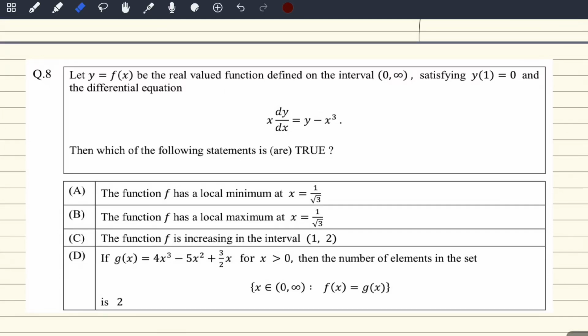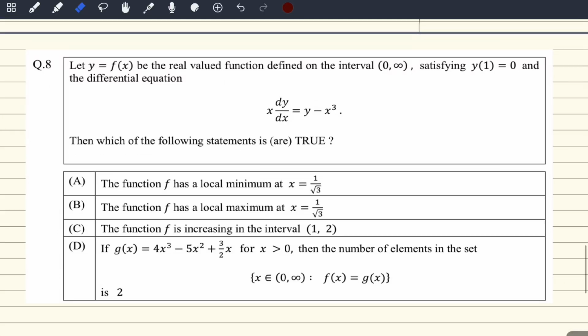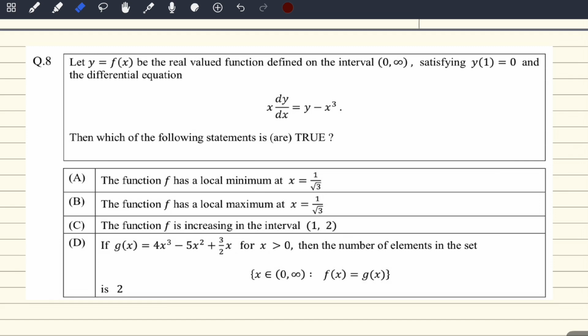Hello children, today we are going to solve JEE Advanced 2026 paper 2 question number 8, which is asked from the chapter differential equation. So what is the question talking about?